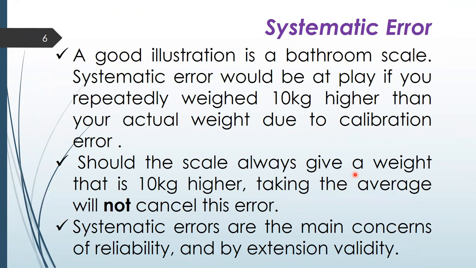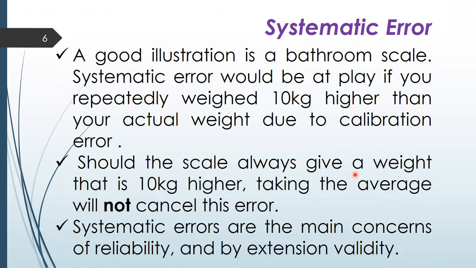Now, systematic errors could be at play, for instance, when you repeatedly weigh 10 kg higher than your actual weight due to calibration error. Maybe, like I said, my own weight is 72, and every time I step on that weighing machine, it's giving me 82 kg. I know that I'm 72, but this particular weighing machine is consistently giving me 82 kg. By the time I step out and use another weighing machine, I have the correct measurement of 72.